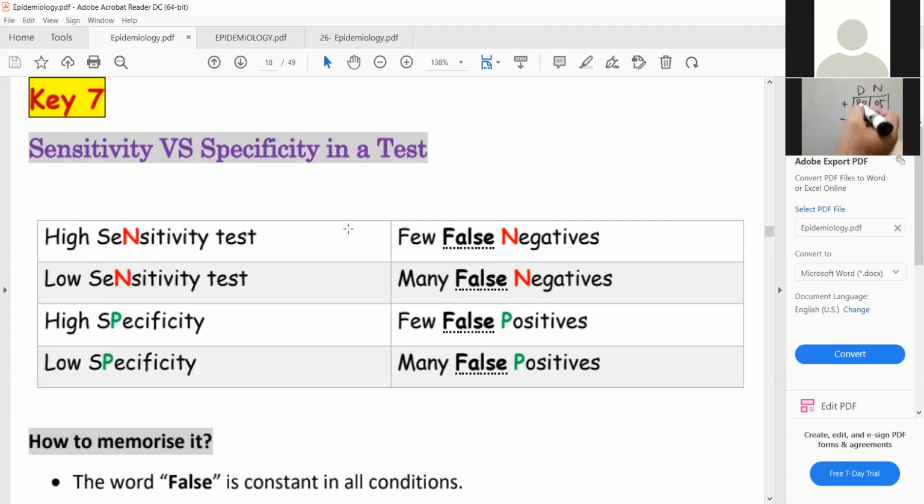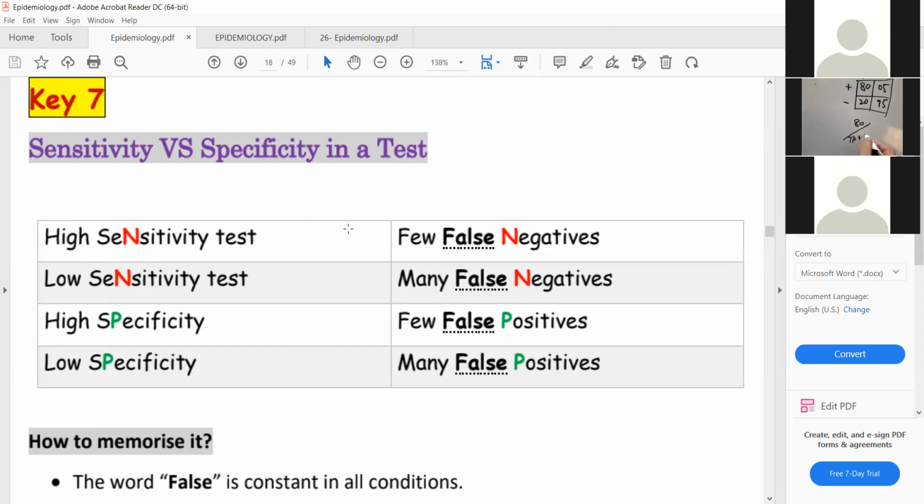Now, what was sensitivity? Sensitivity was true positive divided by true positive plus false negative. Is that right? Yep. So in this table, you can see that if the number of false negatives is increased, for example, instead of 20, the false negatives are 60, then true positive will be 40.